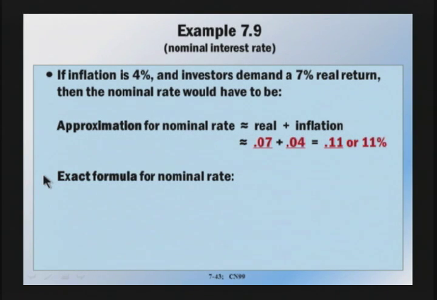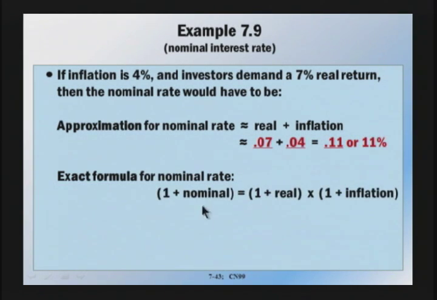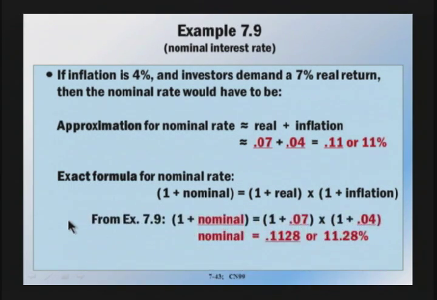The exact formula is 1 plus the nominal equals 1 plus the 7% real return times 1 plus the 4% inflation rate. So 1 plus the nominal would be the product of those two. Take the 1 off. The nominal would be set at 11.28%. Or the exact formula is always going to be that approximation plus the product of the two rates, 0.28%.